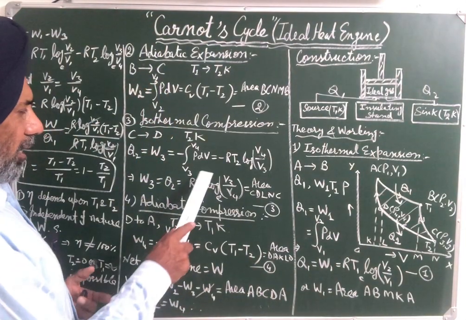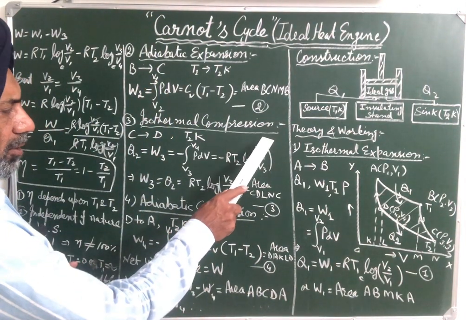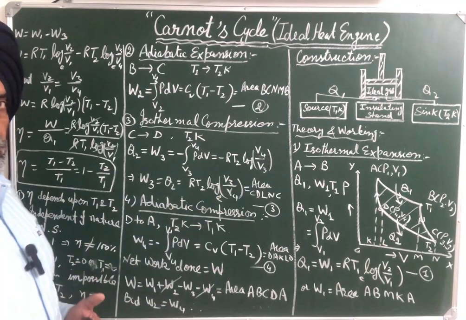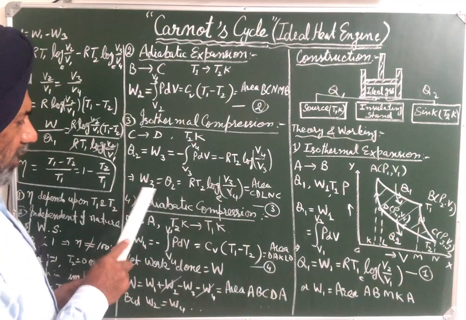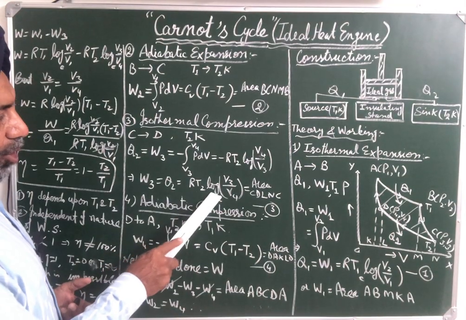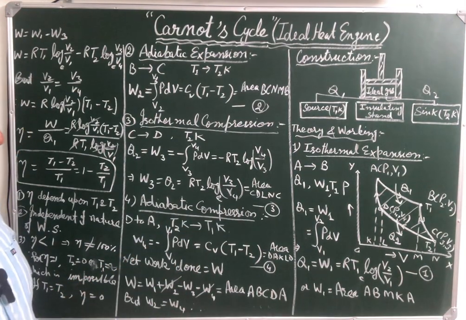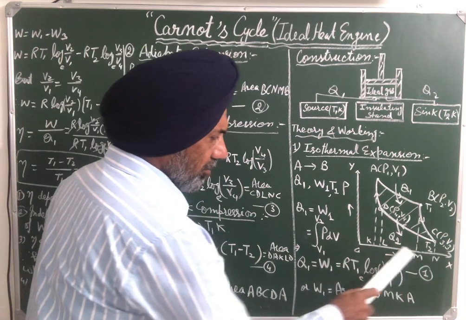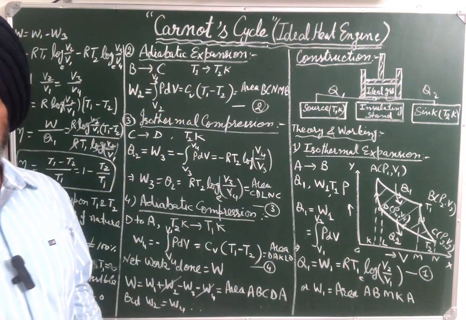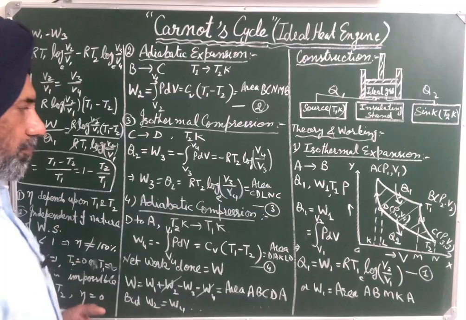So therefore it will be minus RT log upper limit V4 upon V3. If we absorb this minus sign, we get W3 is equal to Q2, RT2 log V3 upon V4 to the base e, and is equal to area under this curve. So this is number 3.